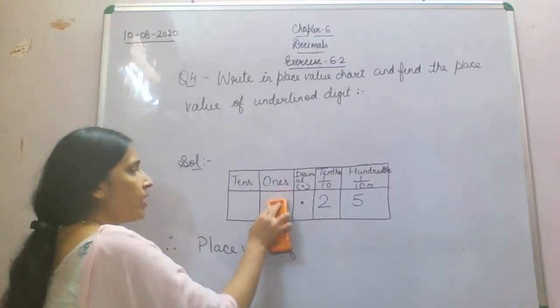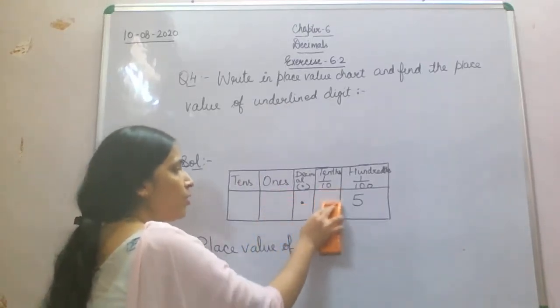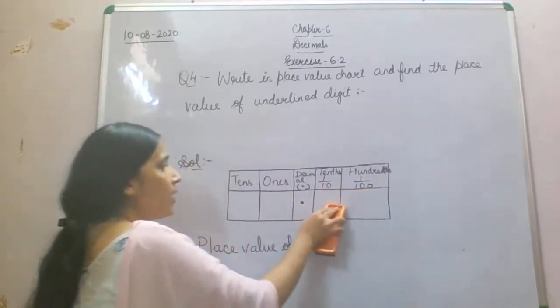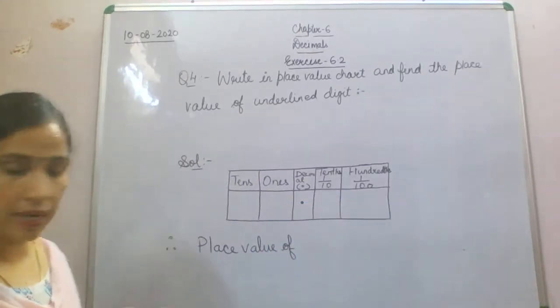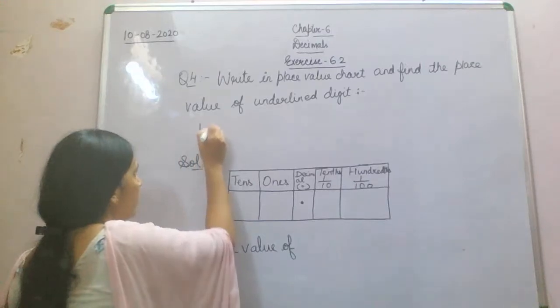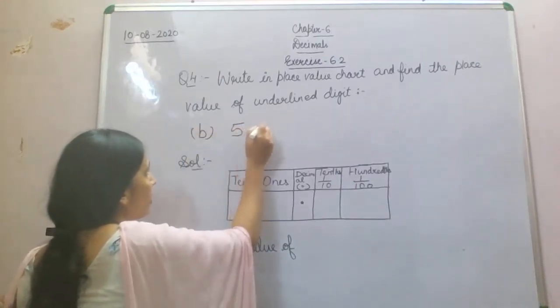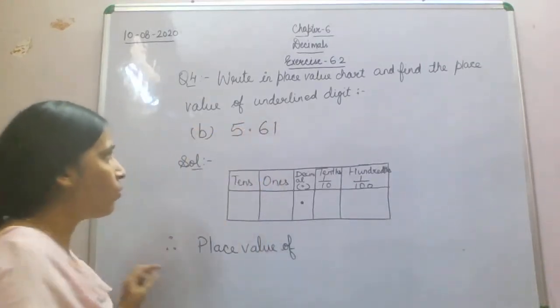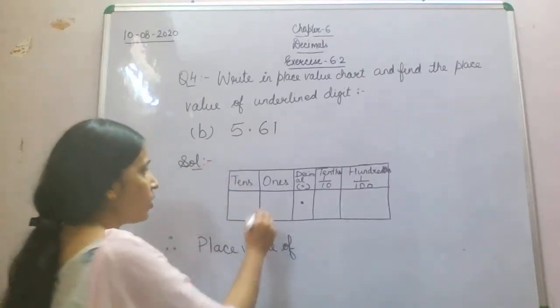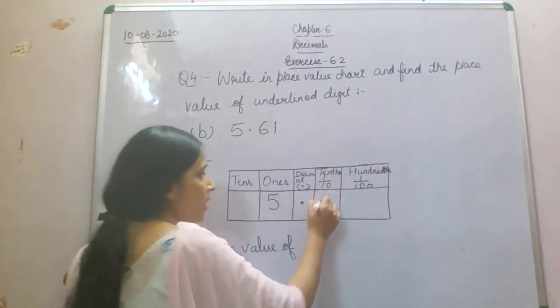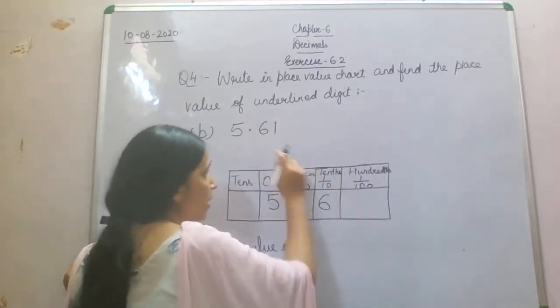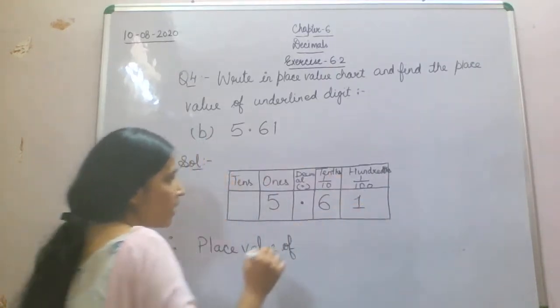So I am not going to erase the whole thing, but in the notebook you have to form it again. B part is 5.61. So what is there? 5 is your ones place, so here we will write this 5 ones. 6 is on tens place, so we will write here 6. And 1 is on hundredths place, so here we will write 1.